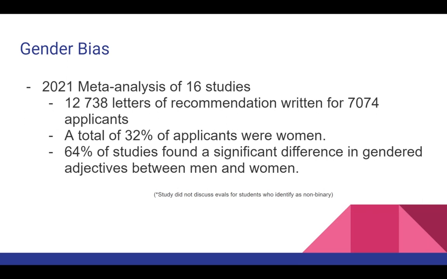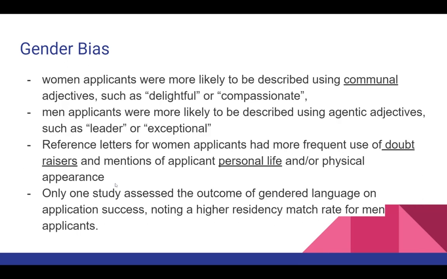There's also been bias displayed in terms of gender. So there's been a lot of studies that have looked at this as well. This is just an example of some of them. There was a meta-analysis that looked at bias related to women applicants for different residency positions and letters of recommendation. And what they found was that women applicants were significantly more likely to be described using communal adjectives, as opposed to men who are more likely to be described using agentic adjectives. Communal adjectives are words that highlight a person's interpersonal skills or community building skills. Words like delightful, compassionate, kind, as opposed to agentic adjectives that demonstrate a person's leadership skills, clinical capabilities. Words like exceptional, successful, leader.